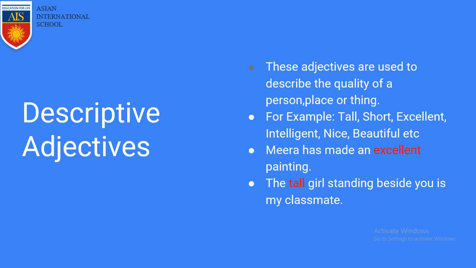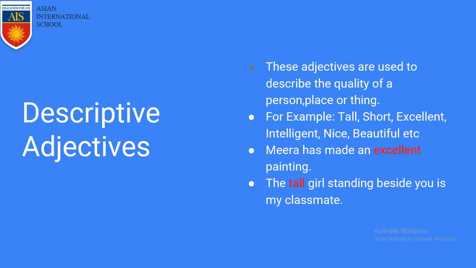Descriptive adjectives are used to describe the quality of a person, place, or thing. What is the quality of the person? How is the person? Or how is the place? How is the thing? Is it tall, short, excellent, intelligent, nice, beautiful? What is the quality? So to know the quality of a particular noun, we use descriptive adjectives.